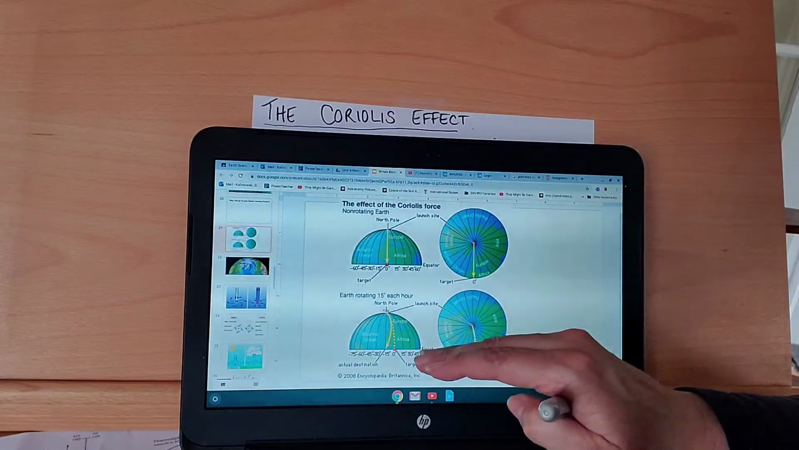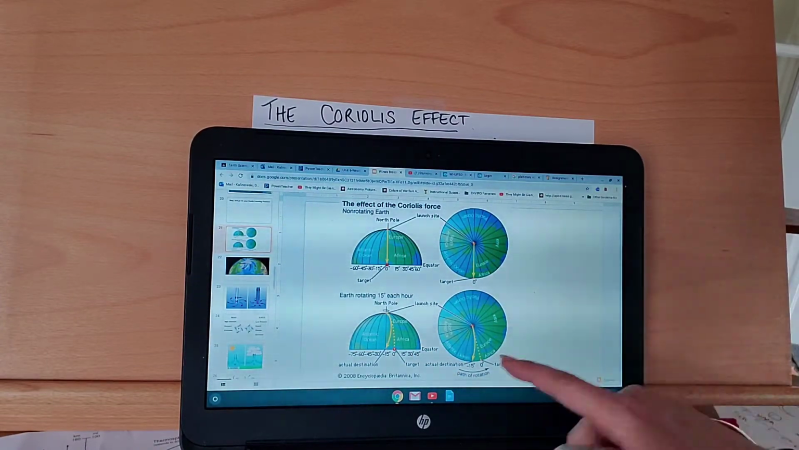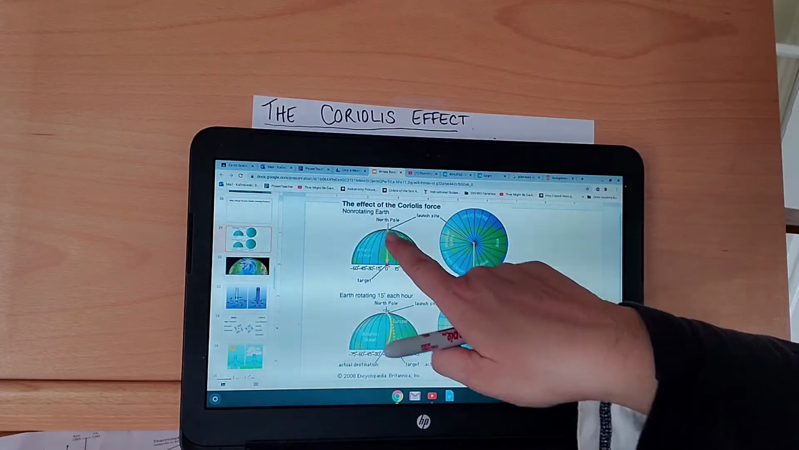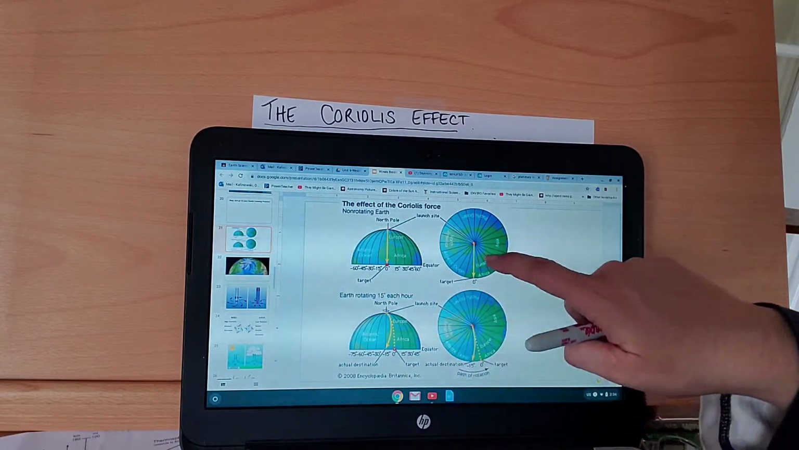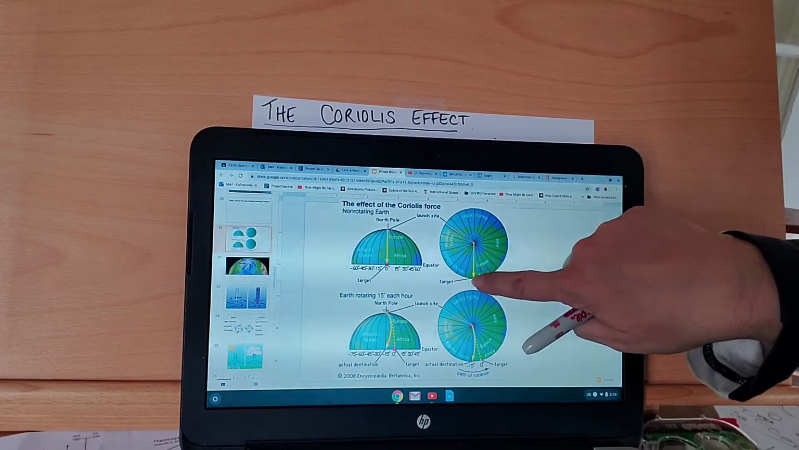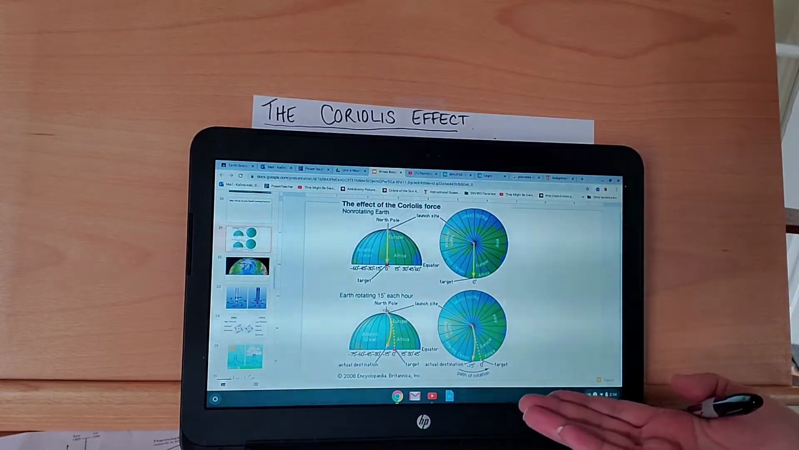In the northern hemisphere, winds will deflect to the right. And so that's what this is. Over here, this is on a non-rotating Earth. Straight line from the pole to the equator. This is just an aerial view looking down on the North Pole, straight line from the pole to the equator. But this is wrong because the Earth is not standing still.